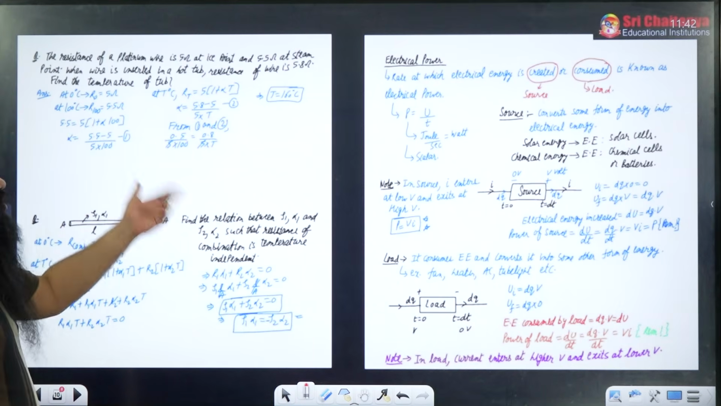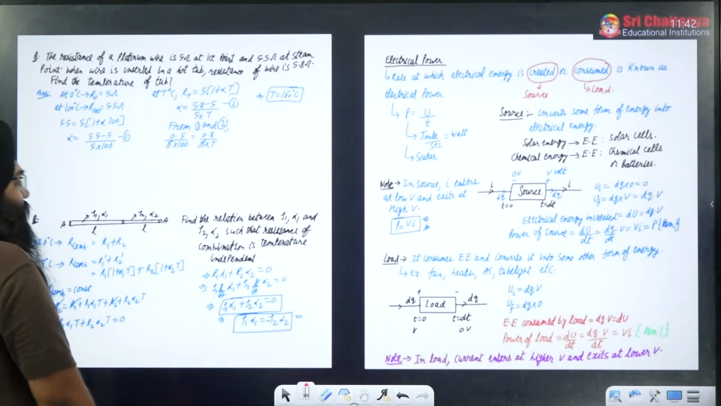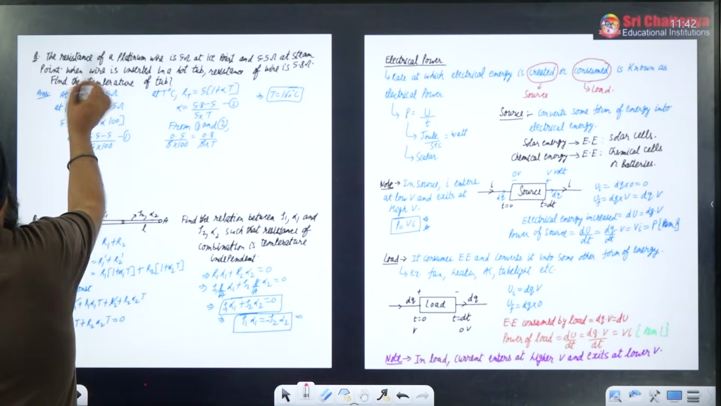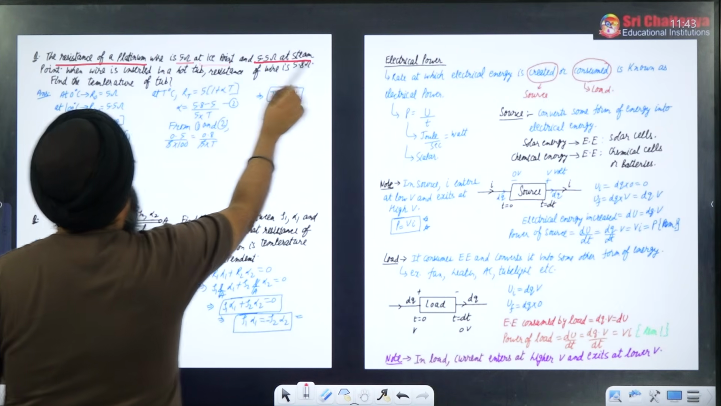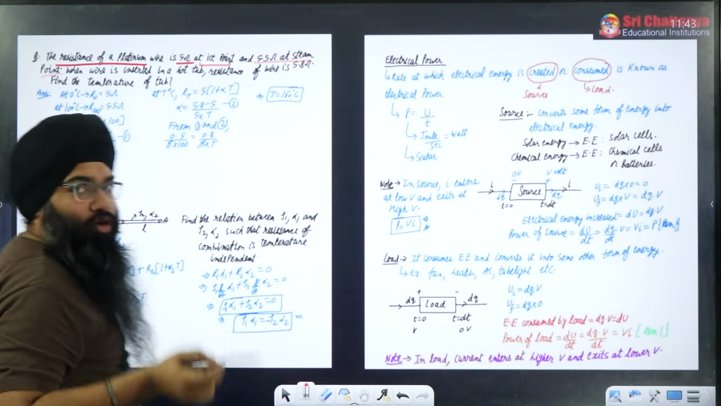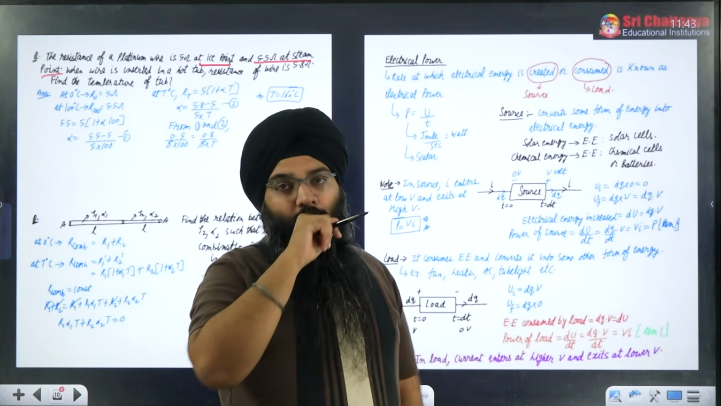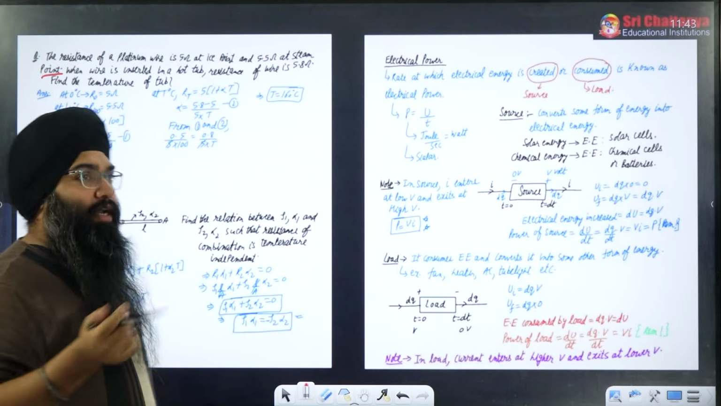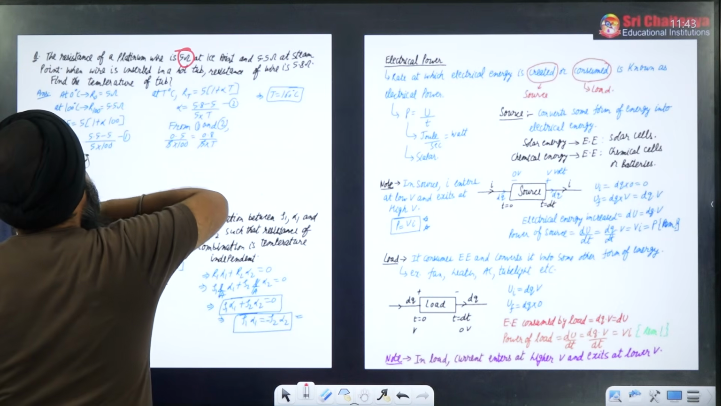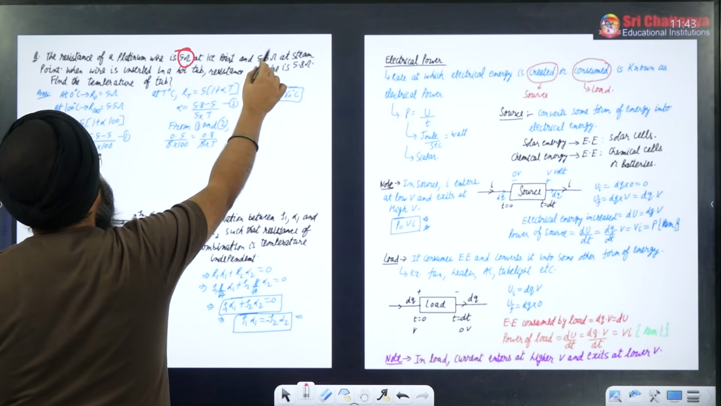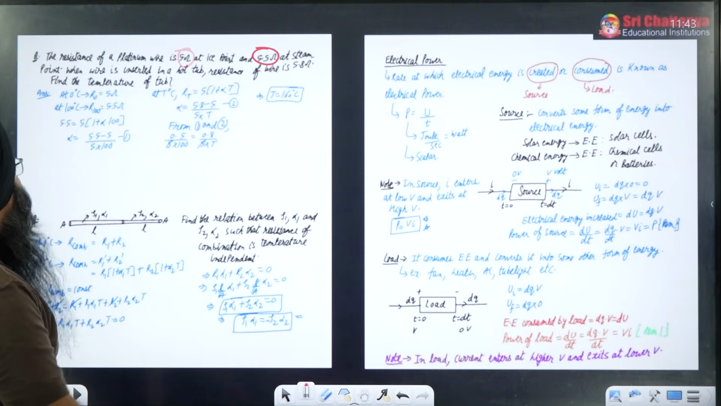Okay, these questions are also given to you. Let me dictate these questions also. The resistance of a platinum wire is 5 ohm at ice point and 5.5 ohm at steam point. Ice point means 0 degree Celsius. Steam point means 100 degree Celsius. So at 0 degree Celsius, the resistance of the wire was 5 ohm and at 100 degree Celsius, the resistance of the wire was 5.5 ohm.